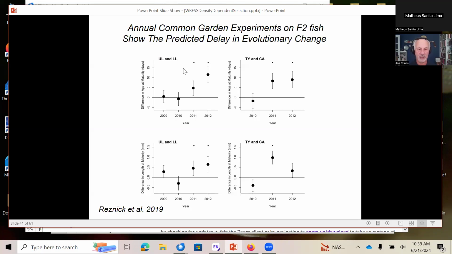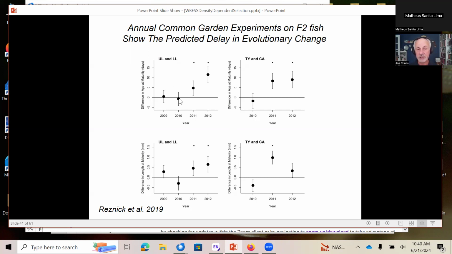So I want you to look on the left. This is the difference in the age at maturity from the control, from the high predation stock, in the upper and lower Lalaha. The top panels are the age of maturity, the bottom panels are the size of maturity. I just want you to look at the top panels for now. Notice for the upper and lower Lalaha, there was no difference from the controls in 2009. And these populations were started in 2008.